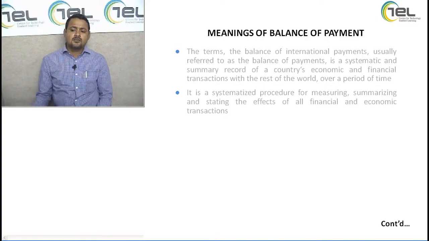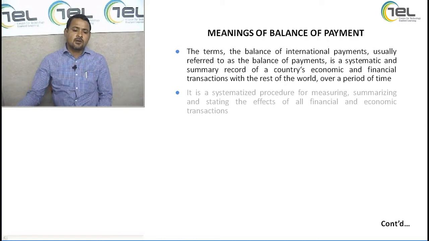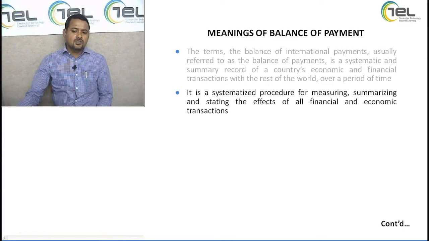The balance of international payments usually refers to a systematic and summary record of a country's economic and financial transactions with the rest of the world, including all the foreign countries, over a particular period of time, normally one financial year. It's a systematized procedure for measuring, summarizing and stating the effects of all financial and economic transactions.